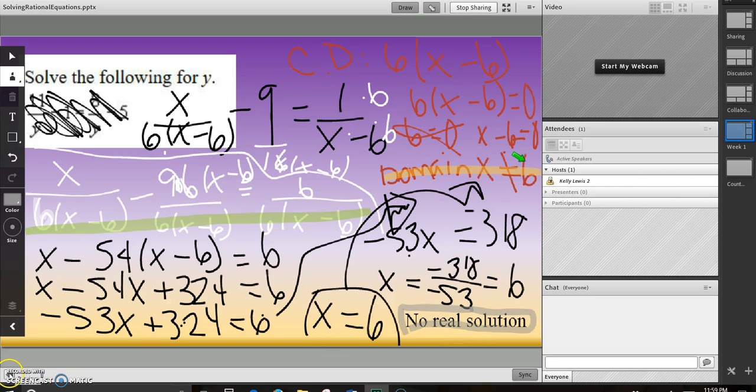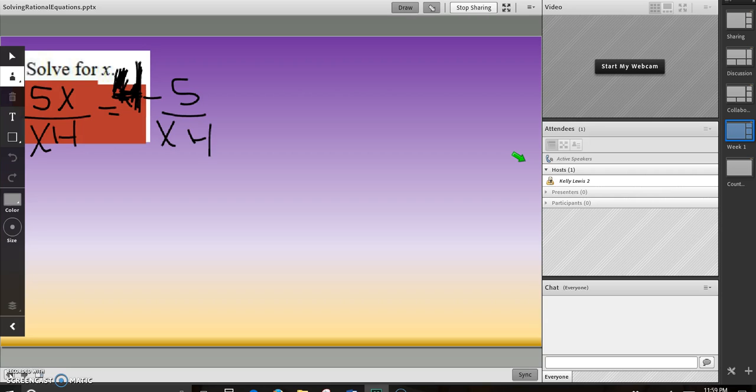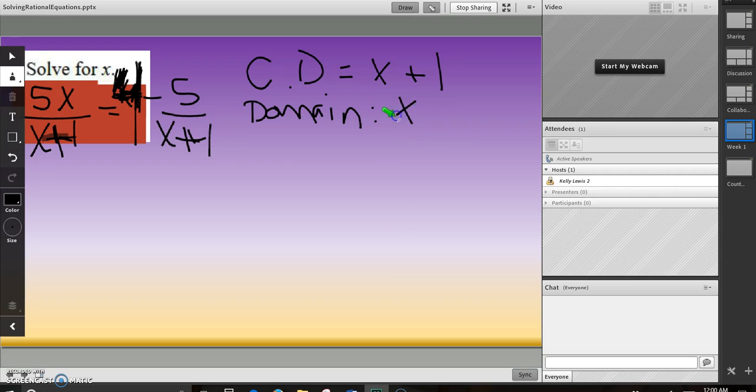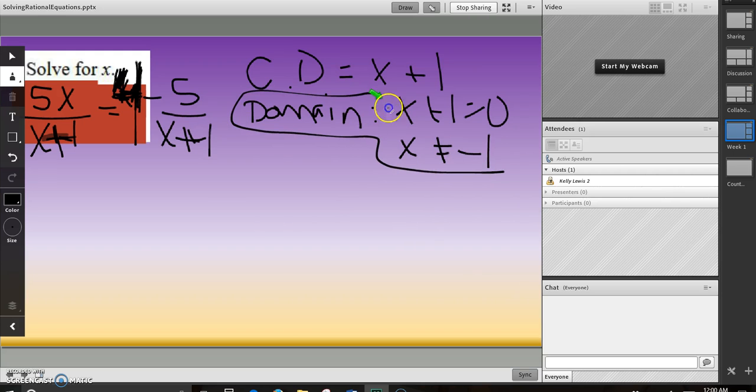Okay, I want to go back. This isn't in the notes. I want to do this problem right here: 5x over x plus 1 equals 4 minus 5 over x plus 1. All right, so our common denominator is x plus 1. And so for our domain, x plus 1 equals 0. We're going to subtract 1 on both sides, so we get negative 1. So x cannot equal negative 1.